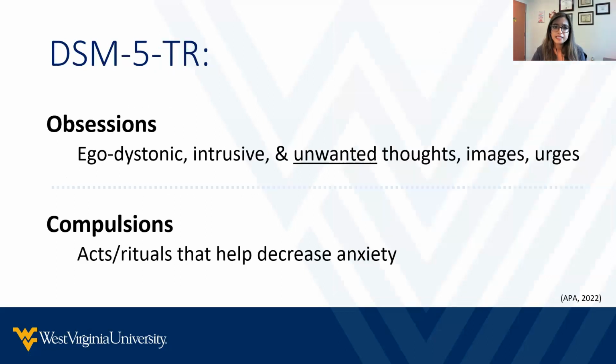Okay, so the DSM-5 TR, that's the 2022 most updated version of the DSM, defines OCD as having either or both obsessions and compulsions. Obsessions are recurrent and persistent thoughts, urges, images, impulses that are experienced, and they are ego-dystonic. And ego-dystonic means that they are opposite of what that person actually desires or values. These are not things they want to be obsessed with.